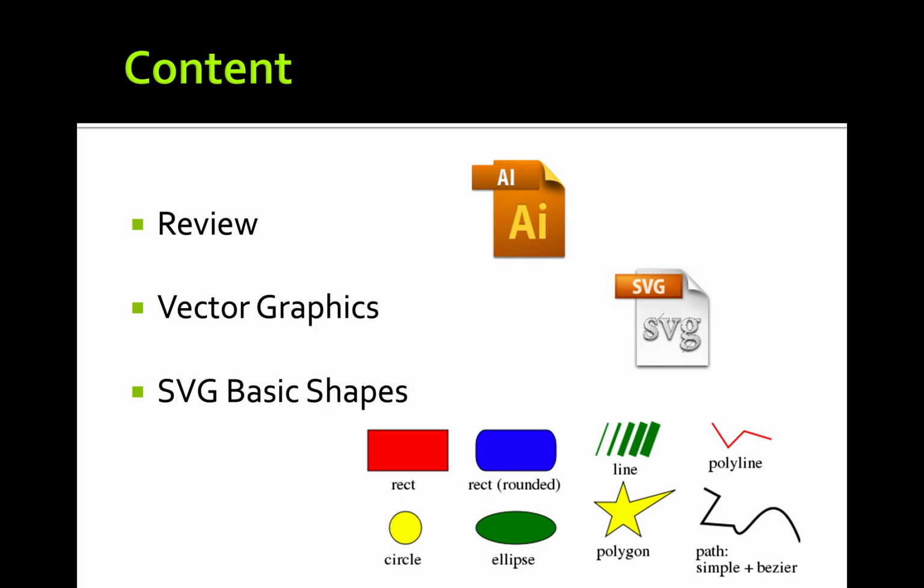Just a quick review of what we have learned in our previous lecture before we start the new things. The first one is a review, then we will talk about vector graphics, and then the scalable vector graphics, what the basic shapes are and how we can build those scalable vector graphics that are scalable based on different screen sizes, different sizes of the images and so on. So we will talk about that.